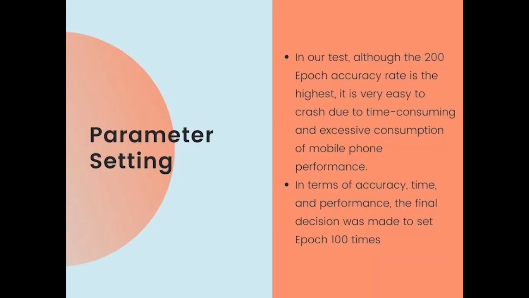Parameter setting. In our test, although the 200 epoch accuracy rate is the highest, it is very easy to crash due to being time-consuming and consuming excessive mobile phone performance. In terms of accuracy, time, and performance, the final decision was made to set epoch to 100 times.